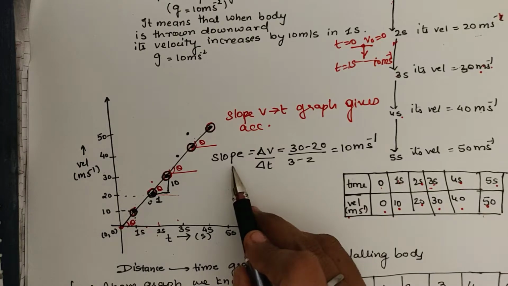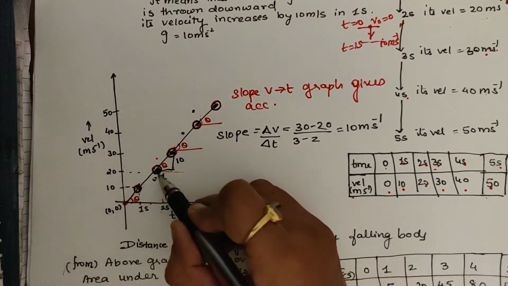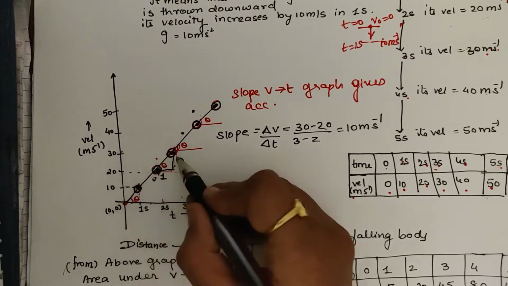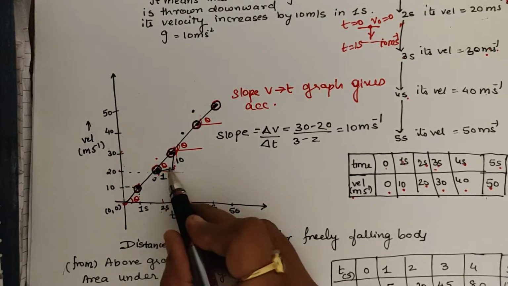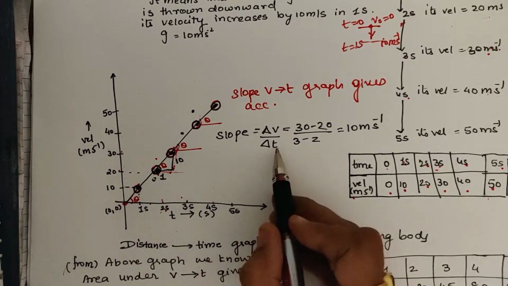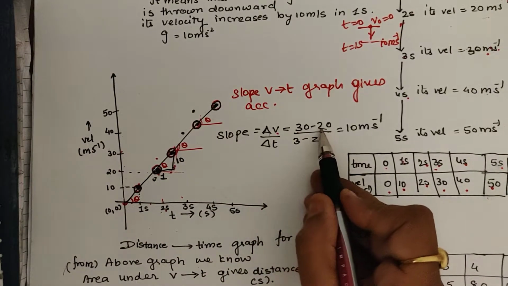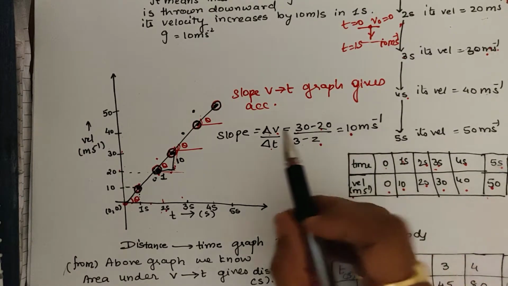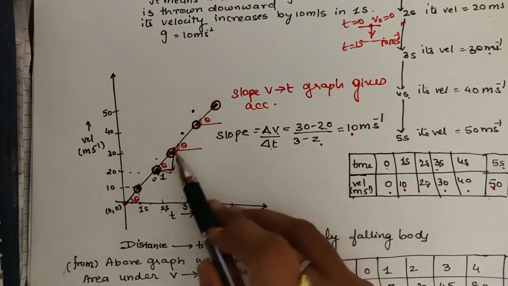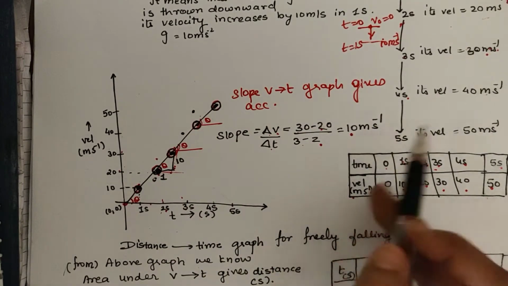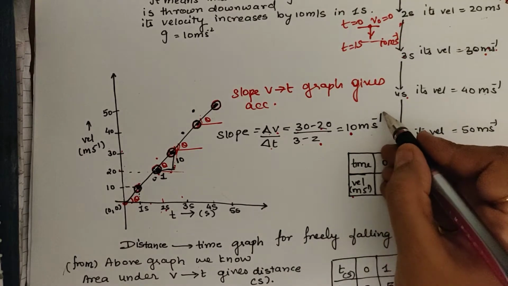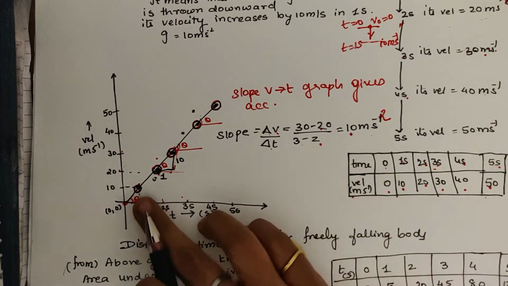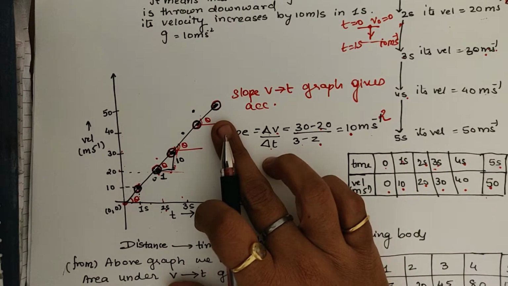So if we need to find the slope, you have to consider any 2 points here. Suppose I take these 2 points. The difference comes out to be 30 minus 20, which is 10, and 3 minus 2, which is 1. So delta V is 30 minus 20 upon delta T, which is 3 minus 2. Ultimately it comes out to be 10. You can see at every point the acceleration is constant here. That would be 10 meter per second square. So this is the acceleration, which is constant at every interval of time.